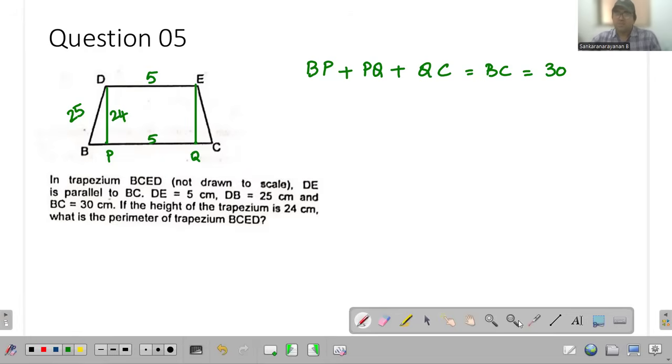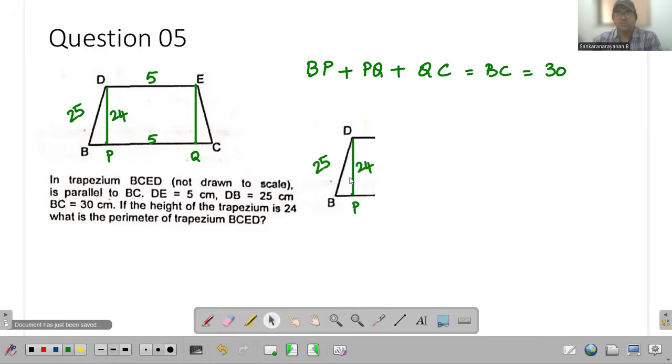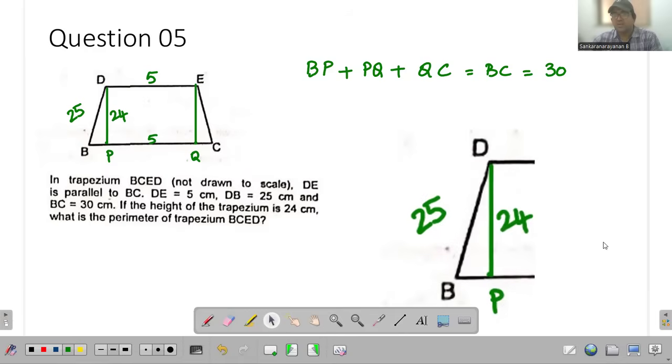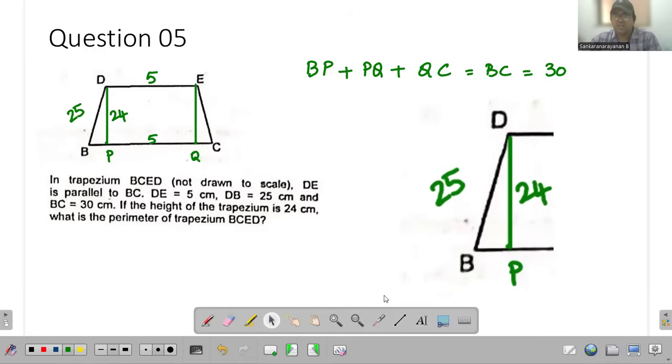Got it? So you can see that this is 24, and this is 25. I can see that it's a perpendicular that I have dropped, so this angle BPD has to be 90 degrees. For your understanding, I shall just snip this portion and show you. Just look at the triangle there. Don't look at anything else. Just focus on the triangle over here. So I can consider that this will be 90 degrees. You can see that this is 24, this is BP, and this is DB, which is 25.